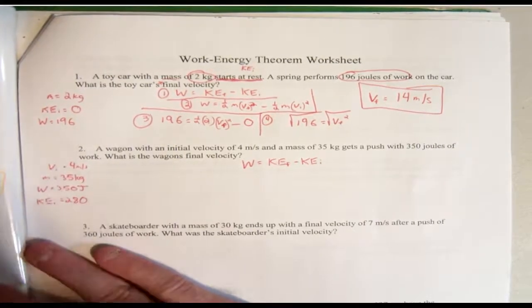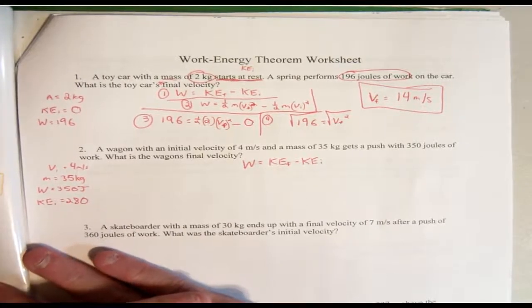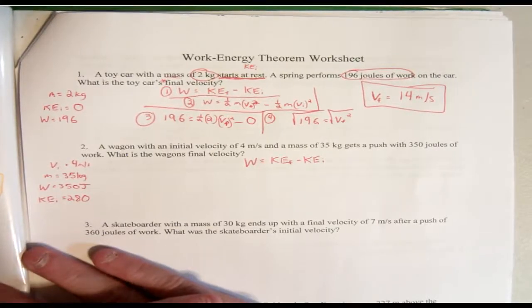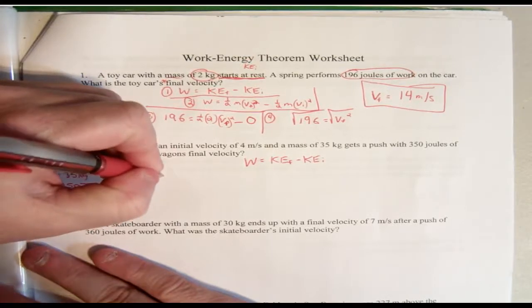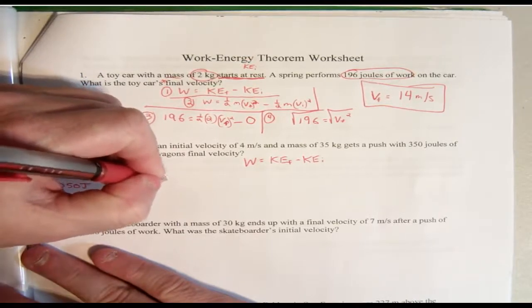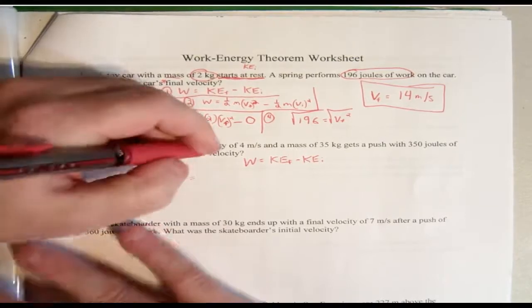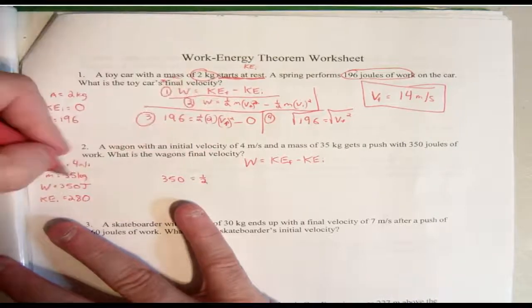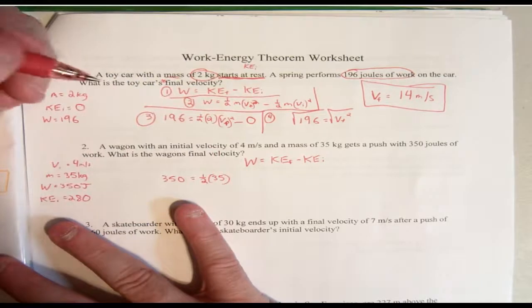So now look at all the stuff we've just done. We have almost everything we need in this problem. At this point, it's probably like 80% done. Now we're just plugging stuff in. So work, which is 350, equals our final kinetic energy, 1/2 times our mass, 35, times our final velocity.